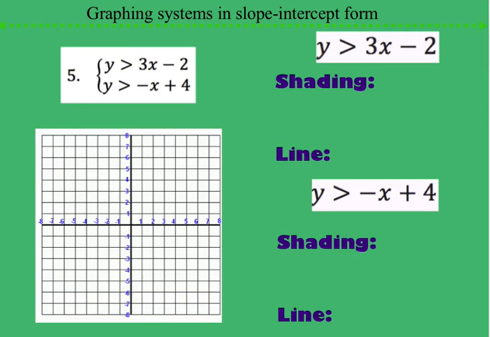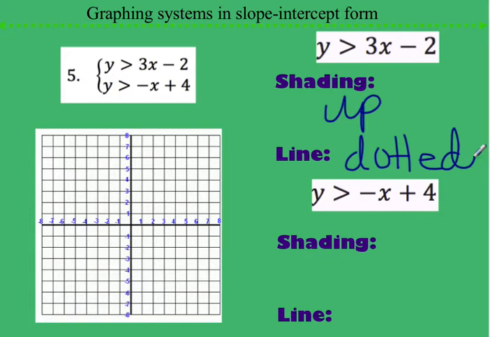All right, let's take a look now at number 5. For number 5, I noticed that my alligator's opening towards the y, so I need to shade up. Then I notice that there's no solid line underneath, so my line is going to be dotted. Then for the second one, I notice that it's facing towards the y, so I'm going to shade up. And then there's no line underneath, so that line is also going to be dotted.